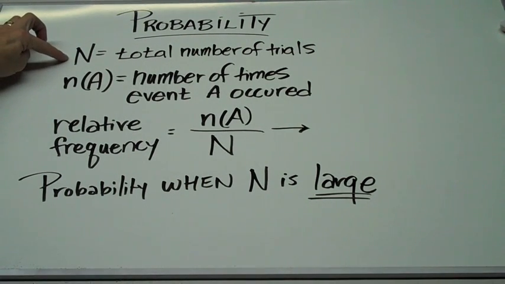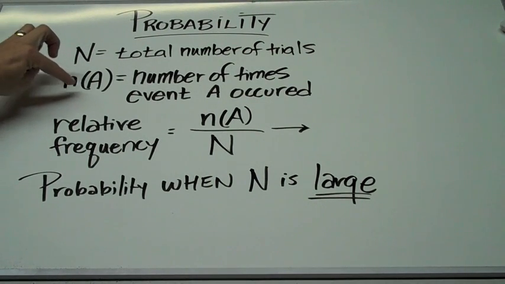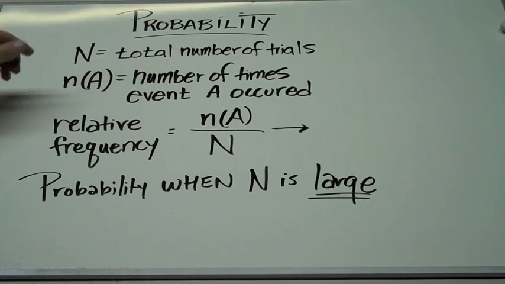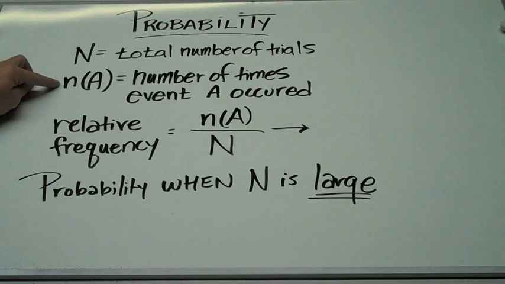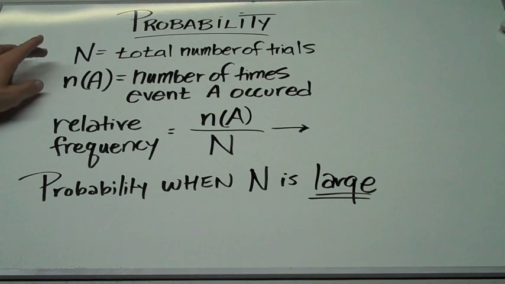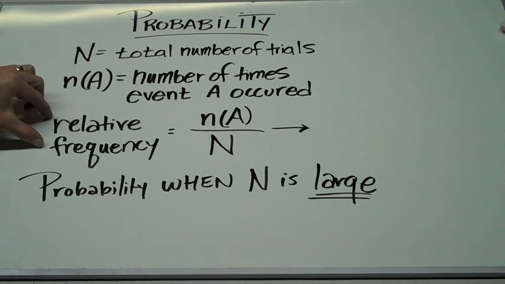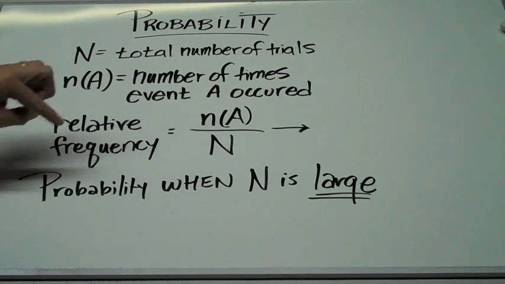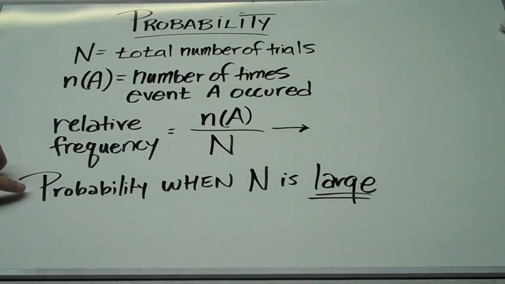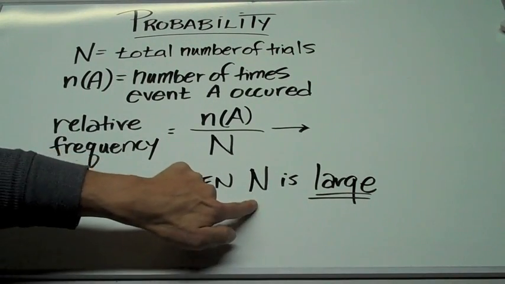N, capital N, is the total number of trials, and N of A is the number of times we see a certain event A occurred. For example, if we do 100 trials and our event A is the number of heads we see when we flip a coin, well, our relative frequency, the amount we observe, which is the number of heads divided by the total number of trials, approaches our probability when N is large.